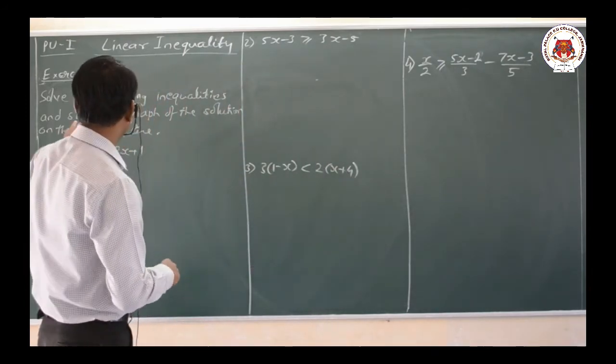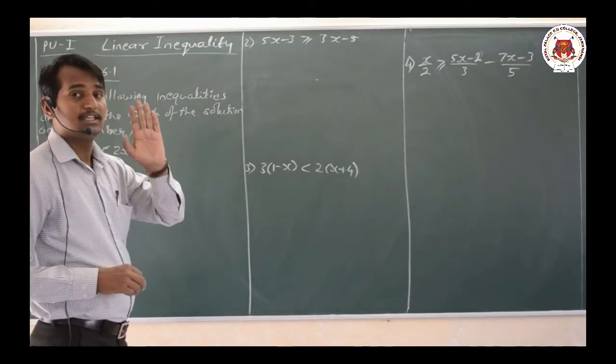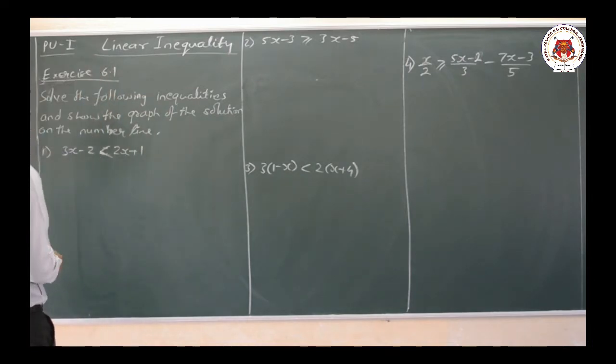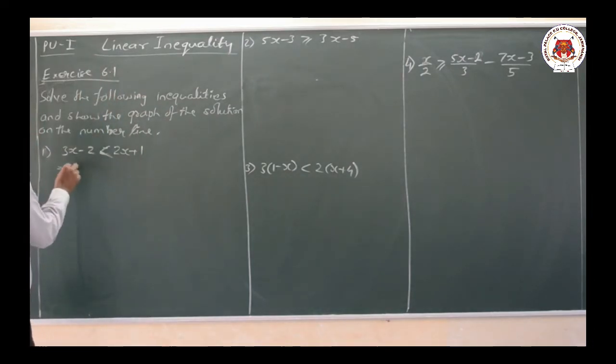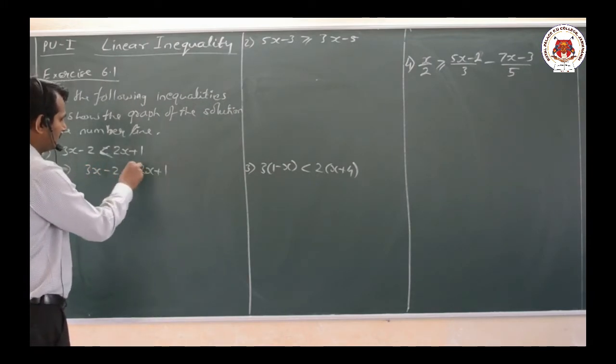Now here one more thing he has given is to show the graph of the solution on the number line. That also we require to show here. Very simple thing it is. Now let us start with the problem, dear students. The problem is very simple, that is 3x minus 2 less than 2x plus 1.